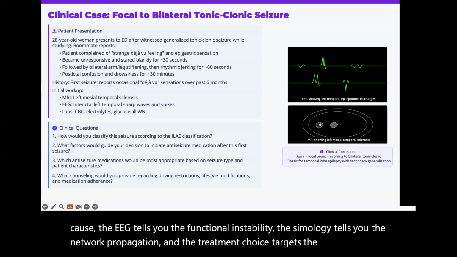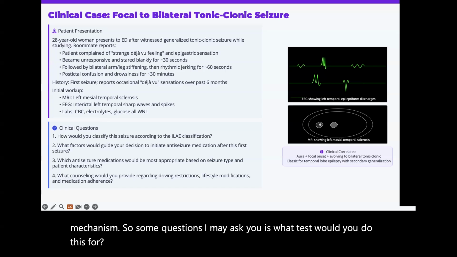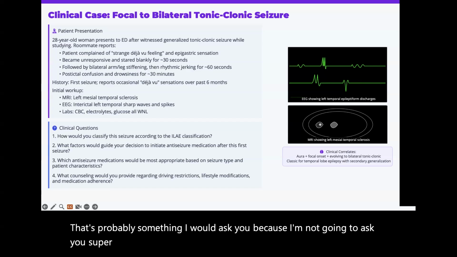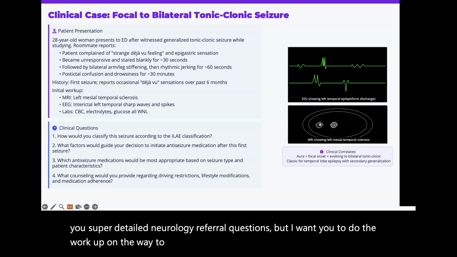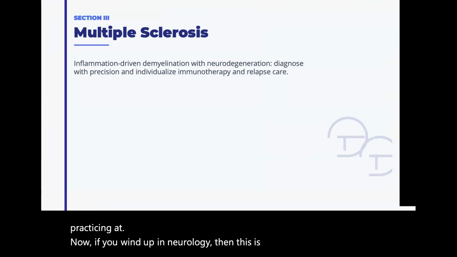So some questions I may ask you is, what test would you do for this? That's probably something I would ask you, because I'm not going to ask you super detailed neurology referral questions, but I want you to do the workup on the way to neurology, because that's likely the level that you'll be practicing at. Now, if you wind up in neurology, then this is all good. You're primed and ready to go.